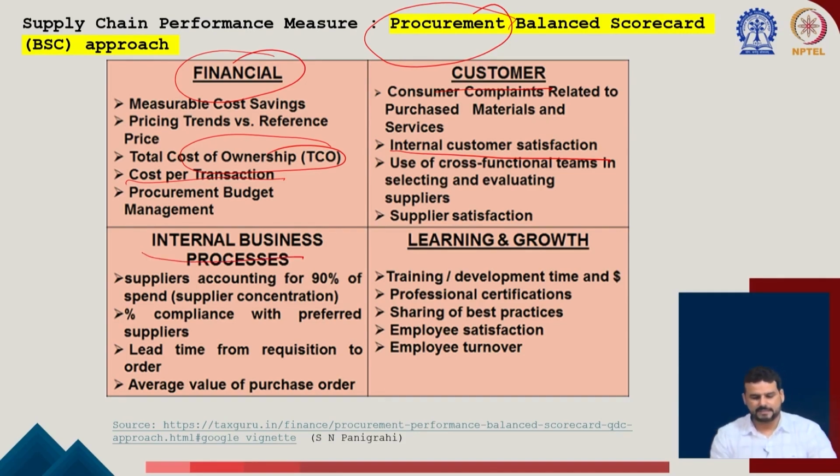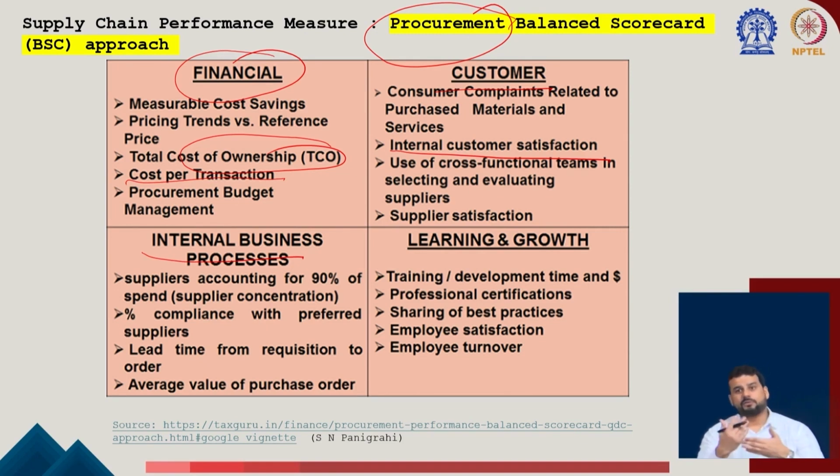Internal business processes like procurement is how you are raising the purchase orders. When you are sensing that the inventory has depleted up to that level, you need to again replenish the inventory.